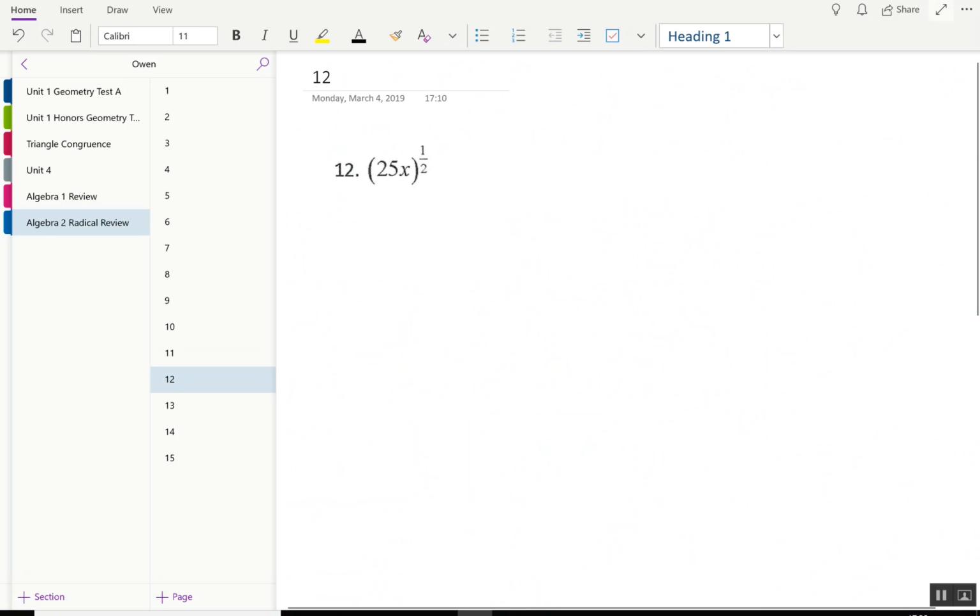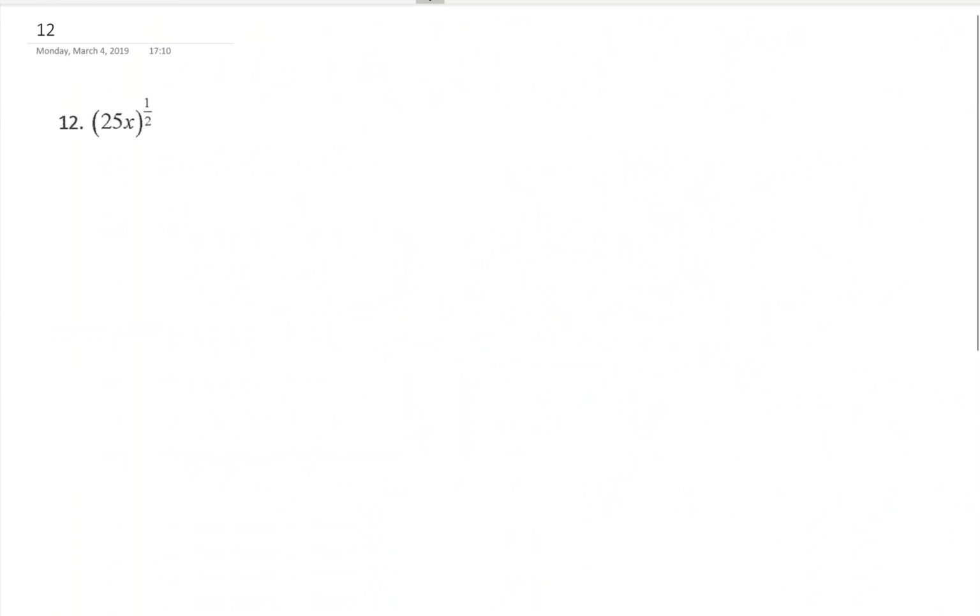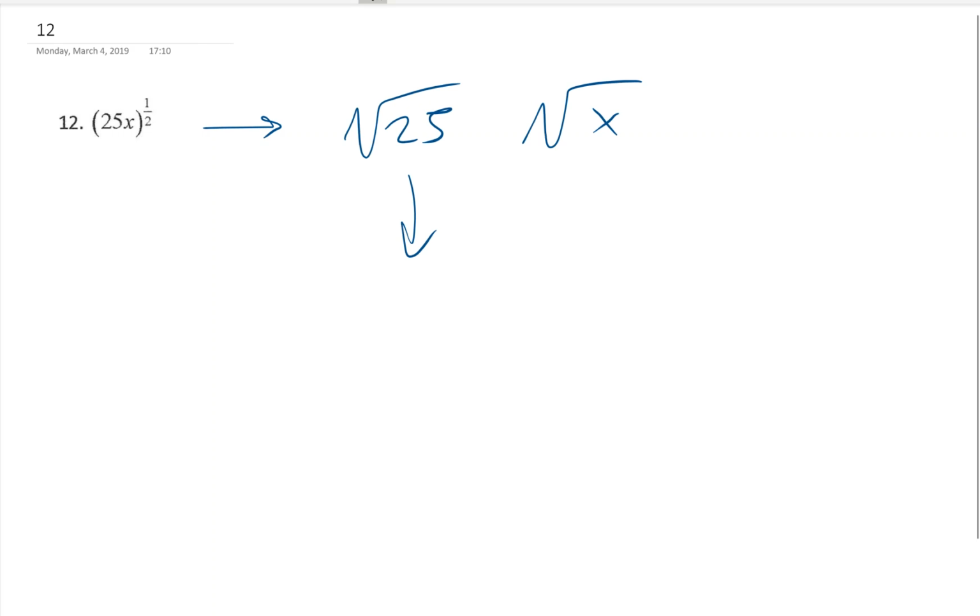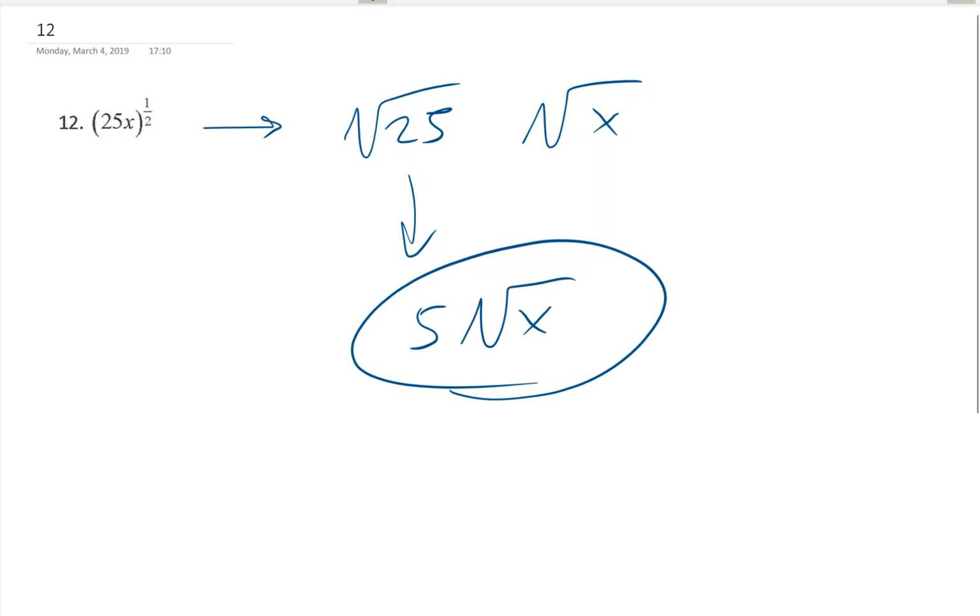Number 12. Okay, 25x to the 1/2. Again, let's just break it apart. You have the square root of 25, right? And the square root of x. Well, the square root of 25 is 5. Can't do anything there, so we just leave it as the square root of x.